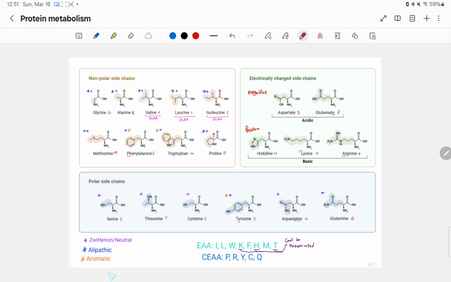Aromatic just refers to the fact that they have a ring or not, okay? This phenol ring or benzene ring, whatever you want to call it. And phenylalanine, of course, has a ring, so it's aromatic. Tryptophan, again, aromatic. And the last one, tyrosine. So you can see there's 3 aromatics: tyrosine, tryptophan, and phenylalanine.